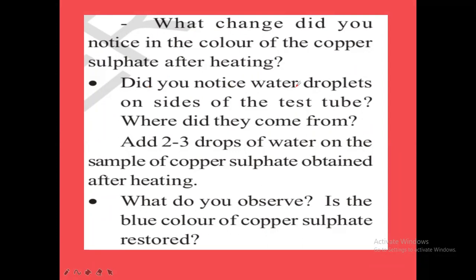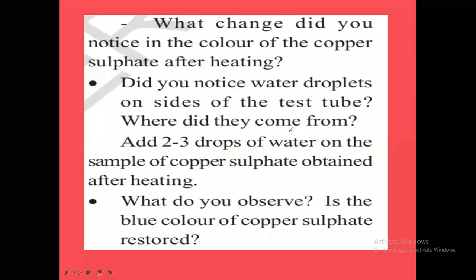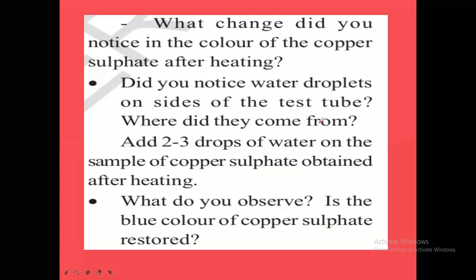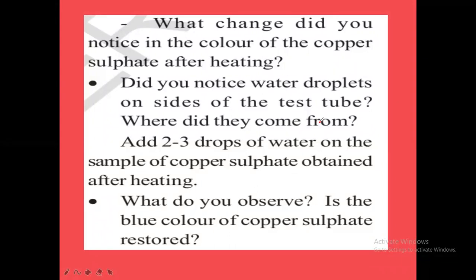Okay, did you notice water droplets on the sides of the test tube? On the inner sides of the test tube, we can observe what? Water droplets. Yes, we can observe. Where did they come from? From copper sulfate 5H2O. That is called what? Blue vitriol, we know. CuSO4 5H2O is called blue vitriol. On heating it, the 5H2O will be lost. So the water has come from CuSO4 5H2O.